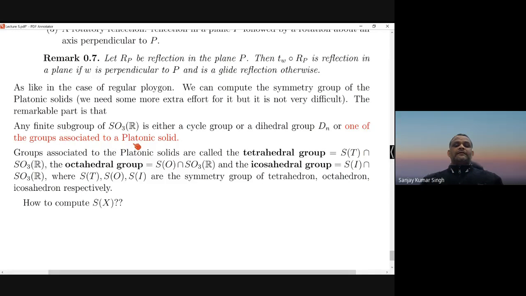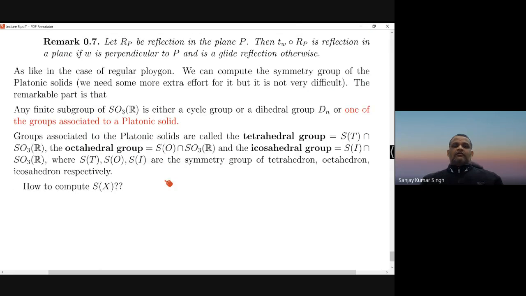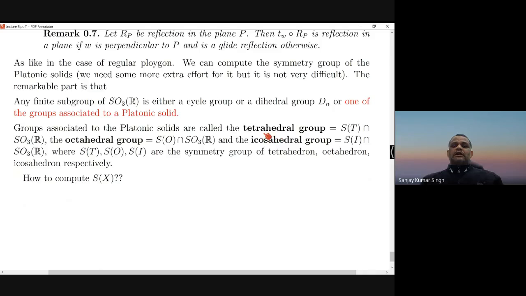So any finite subgroup of SO3 is just a cyclic group, D_n, or a group associated to the Platonic solids, and there are exactly 3 of them, which are actually similar. They are called tetrahedral, octahedral, and icosahedral. So the finite subgroups of SO3 are again related to the symmetry group of some nice object inside R3, and these nice objects are especially the Platonic solids.